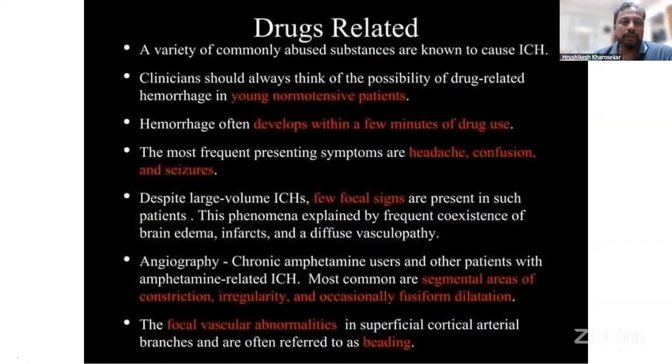Drug related, a variety of abusing substances can cause ICH, and it is to be suspected when the patient is young and normotensive. And these hemorrhages develop within a few minutes of drug abuse. The most frequent presenting symptoms in these patients are headache, confusion, and seizures.